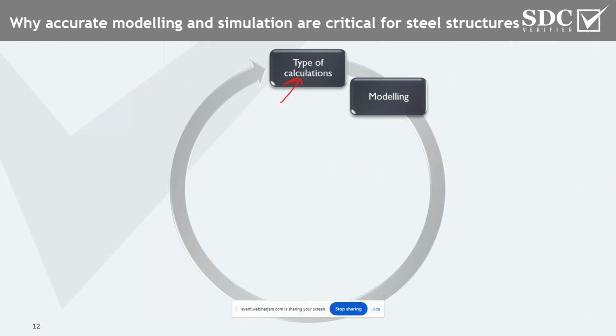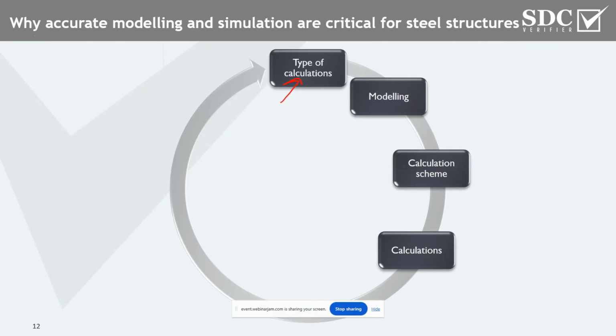But in the end, you need to build a model, you need to build a scheme. How do you see the structure? How are you going to simplify it? How are you going to account for it in the calculation? And only after that, you come up with the overall calculation scheme. How are you going to apply your loads, determine factors, etc.? And only then you continue with calculations.